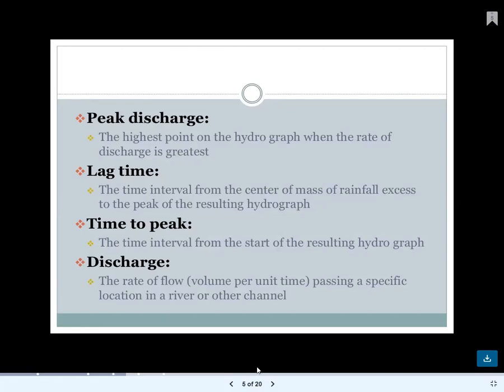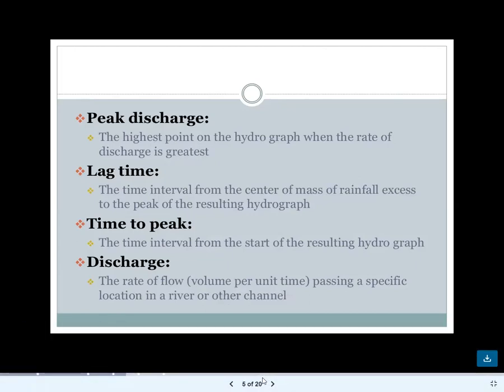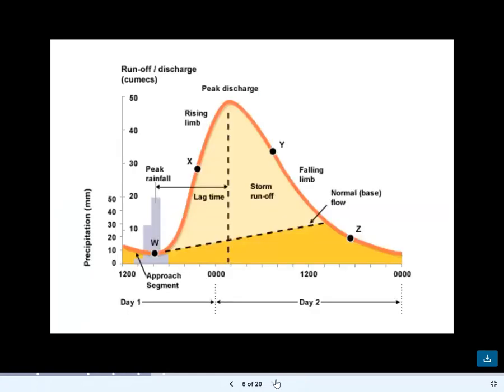Next is the time to peak. Time to peak is the time interval from the start of the resulting hydrograph. Okay, and the discharge is nothing but the rate of flow, that is volume per unit time, passing a specific location in a river or other channel. Okay, discharge is the rate of flow or volume per unit time. Now you can get this.